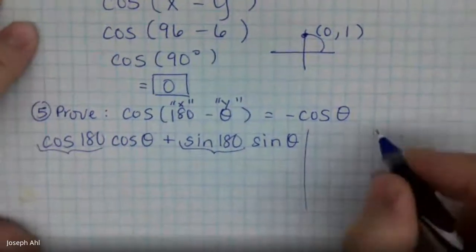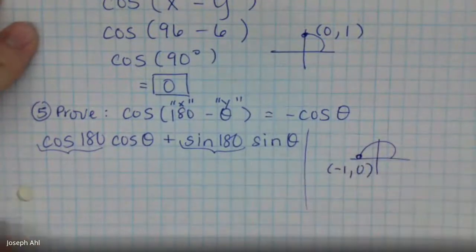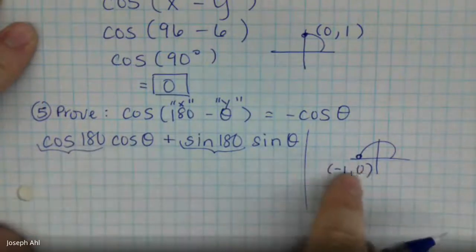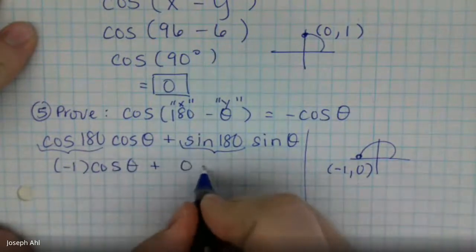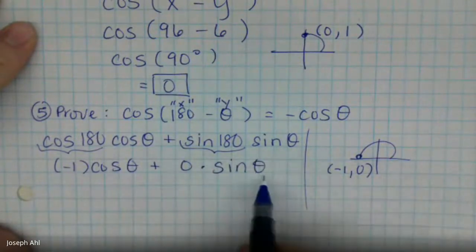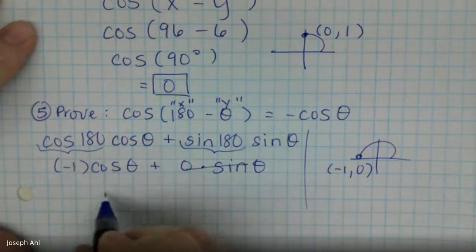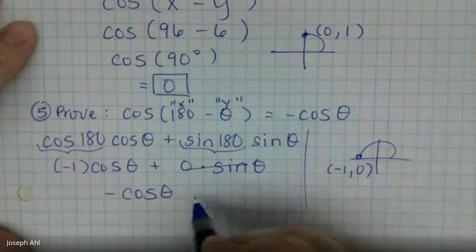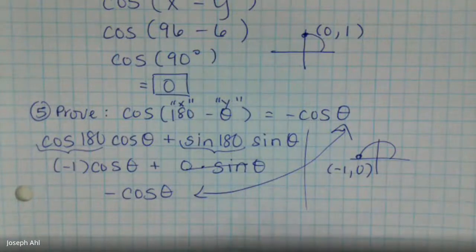So I'm going to draw my unit circle over here just to remind me of those values. If we're at 180, which is the point negative 1, 0, cosine of 180 would be the x value, so that's negative 1 times cos theta. Sine 180 is the y value, so that would be 0 times sine theta. Well, 0 times sine theta is 0. Negative 1 times cos theta is just negative cos theta, which happens to be exactly what we have on the other side. So within an identity proof here with the sum and difference identities, something like this wouldn't take us very long to prove that it's true, but it is going to rely on some of our unit circle knowledge.